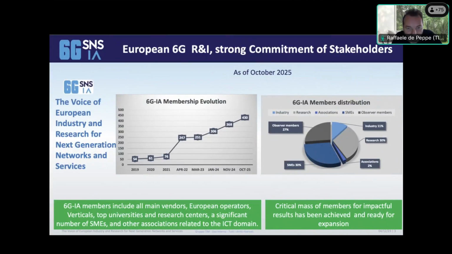6G-IA has experienced a strong increase in membership since April 22. Now we have more than 400 members in our association, which include main vendors, European operators, verticals, top industries, research centers, and a significant number of SMEs. If you see the composition of the membership distribution, we have a majority of research centers. The industry is represented by 11% of this membership, but holds the majority of the board, since 6G-IA is totally industry driven according to our statute.